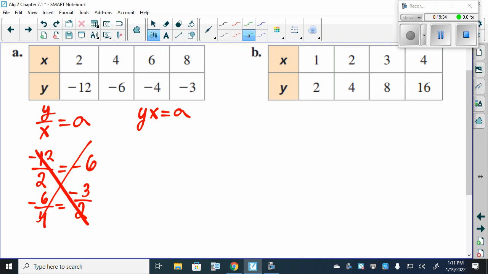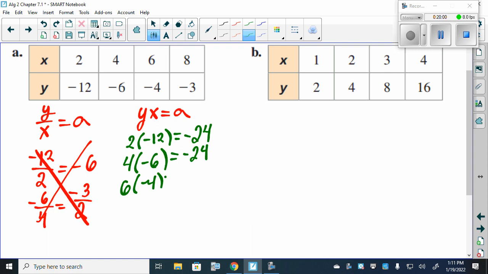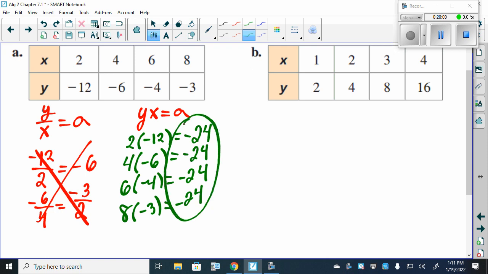So now we can try inverse and multiplying the two together. So we can say 2 times -12, which is -24. 4 times -6 would be -24. And lastly, 8 times -3. So here the value of a is the same when we multiply the two together, which is for our what? Inverse.